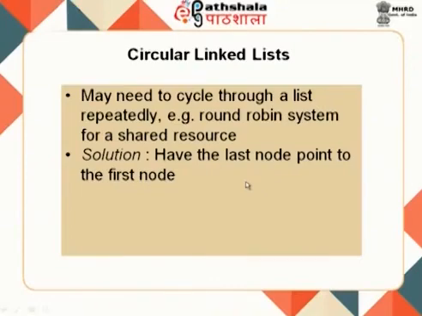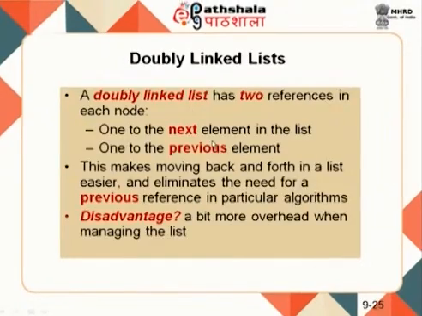So, for those types of application, you can make the last node point to the first node. That is, it is not a one time allocation, it is an allocation again and again. So, this is an example as we already saw. Now, doubly linked list, as we just talked about briefly: we have two pointers, one pointing to the previous node, that is the predecessor, and one pointing to the next node, that is the successor. So, a doubly linked list has two references, one pointing to the next element and one to the previous element. This makes moving back and forth easier and eliminates the need.